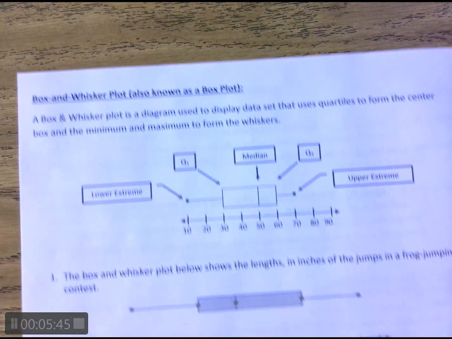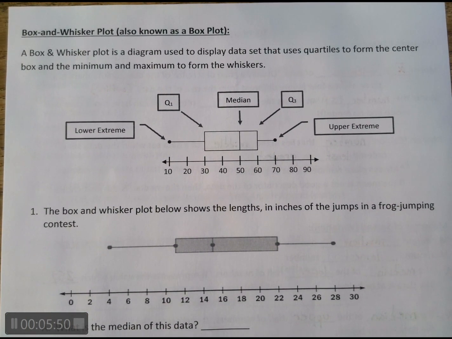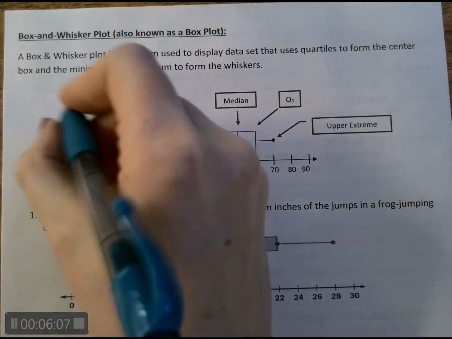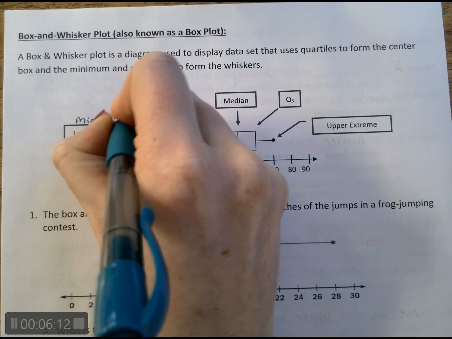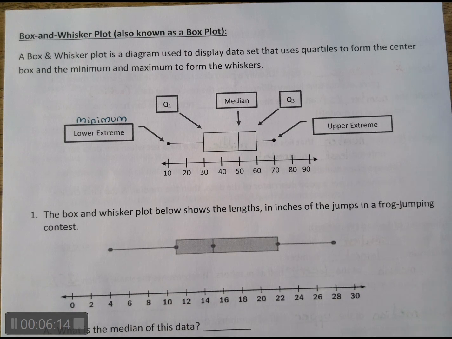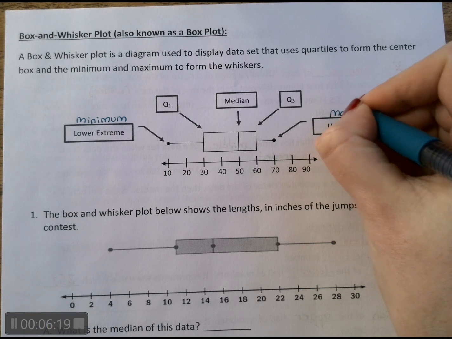And we are going to start to talk about a box and whisker plot, also known as a box plot. Alright, a box and whisker plot is a diagram used to display data set that uses quartiles to form the center box and the minimum and maximum to form the whiskers. Okay, so your lower extreme is another way to say your minimum. Alright, the upper extreme is another way to say your maximum.